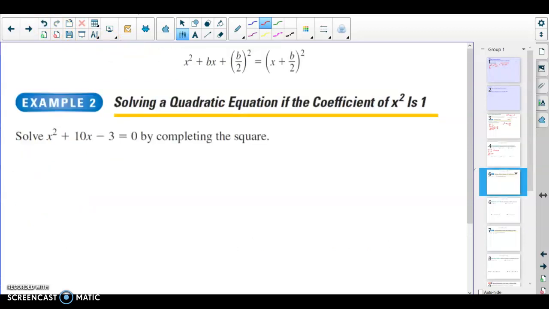Okay, so now that you're all experts at finding the perfect square trinomial, let's see if we can use that skill to solve a quadratic equation. And we're going to start by solving a quadratic equation that has a coefficient of 1. So what do I mean by that? Remember this number right in front here? As long as that number is 1 in front, then we're going to use the procedure that I'm going to show you. All right, so let's start with that.